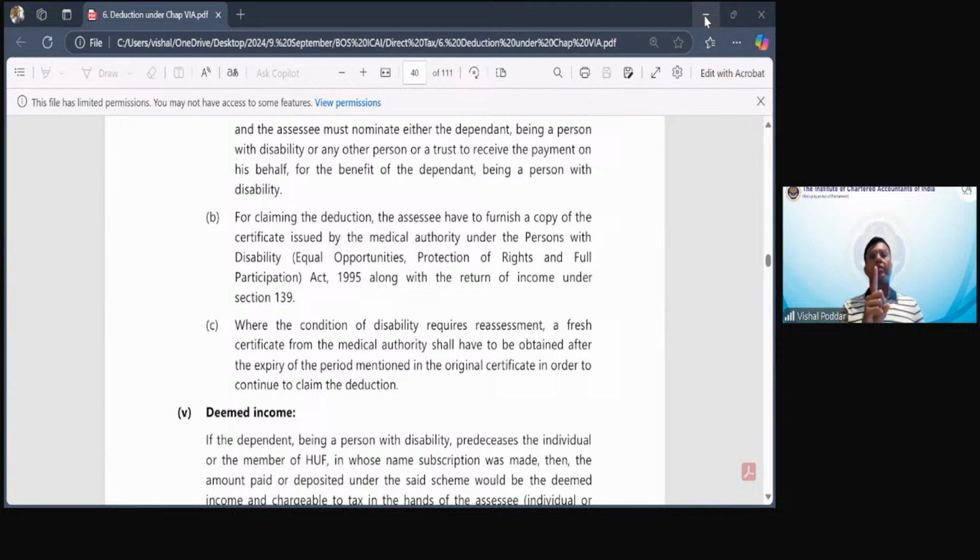If out of these 3, 1 is severely disabled, other two are normally disabled, my amount will become 125. But I will get the amount once. I will not get the amount per person. So even if 2 or 3 persons are disabled, the amount of deduction remains same. It will not get multiplied by the number of persons who are disabled. Is this clear, students?